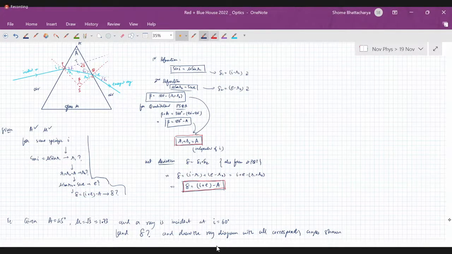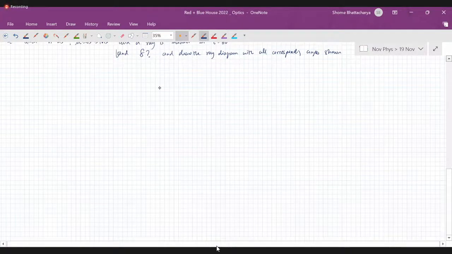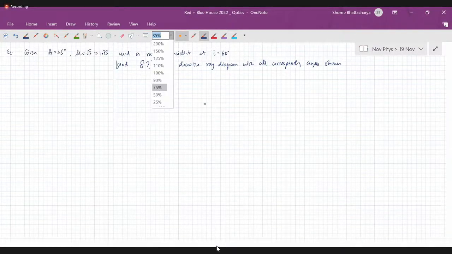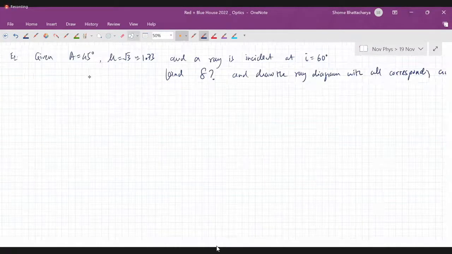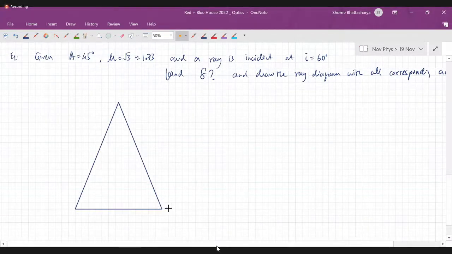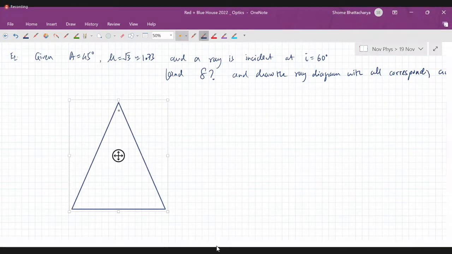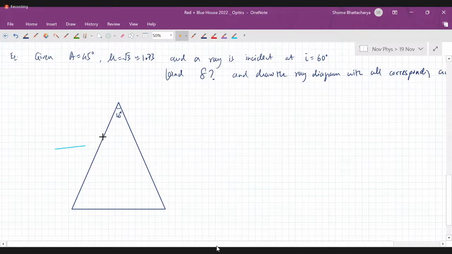Okay, let's check out the solution. I'll take you step by step through the calculations, Aman, so you can check your answer. The first step that we do in this sort of calculation is we calculate the angle of refraction for the first surface.